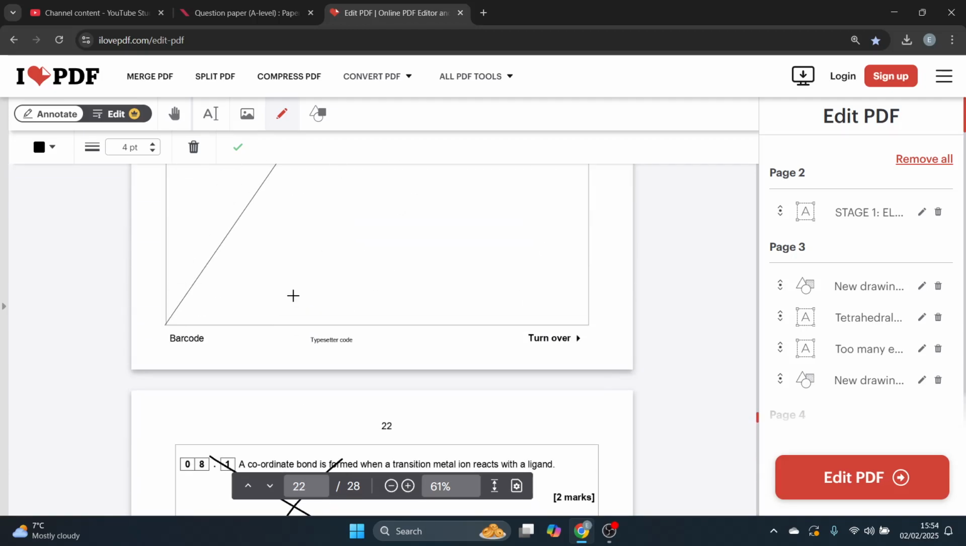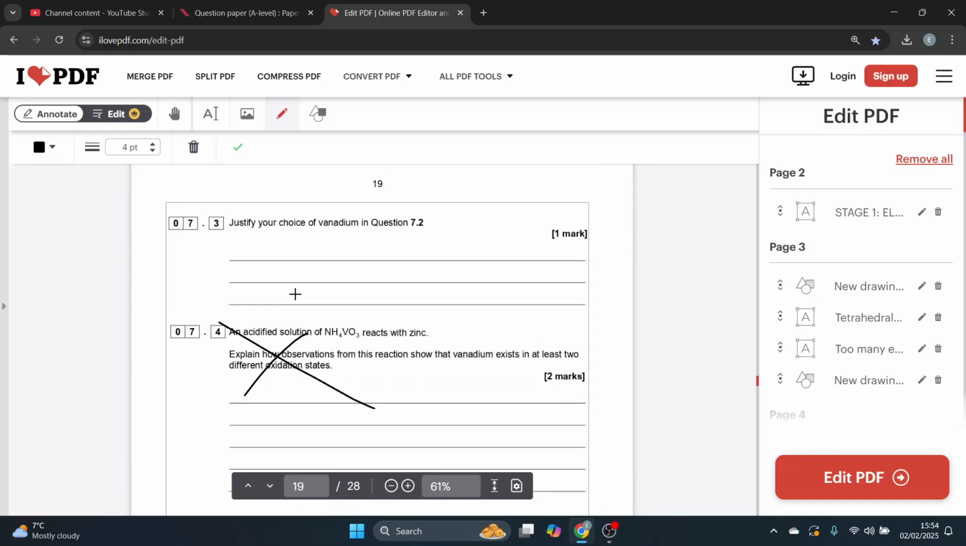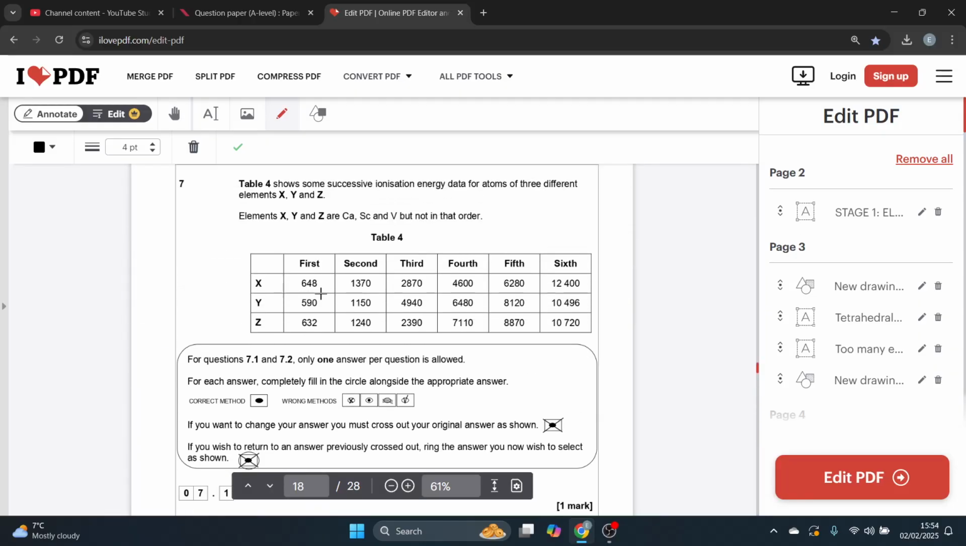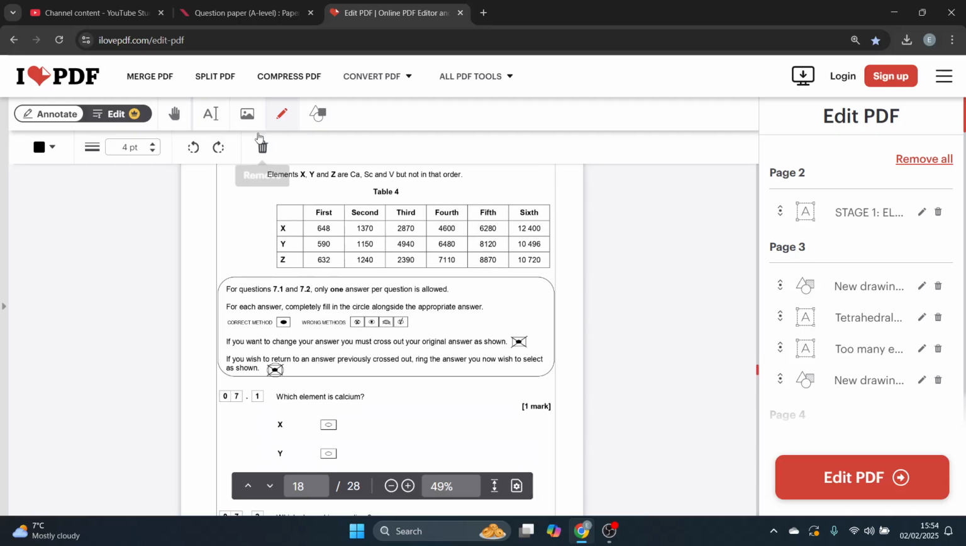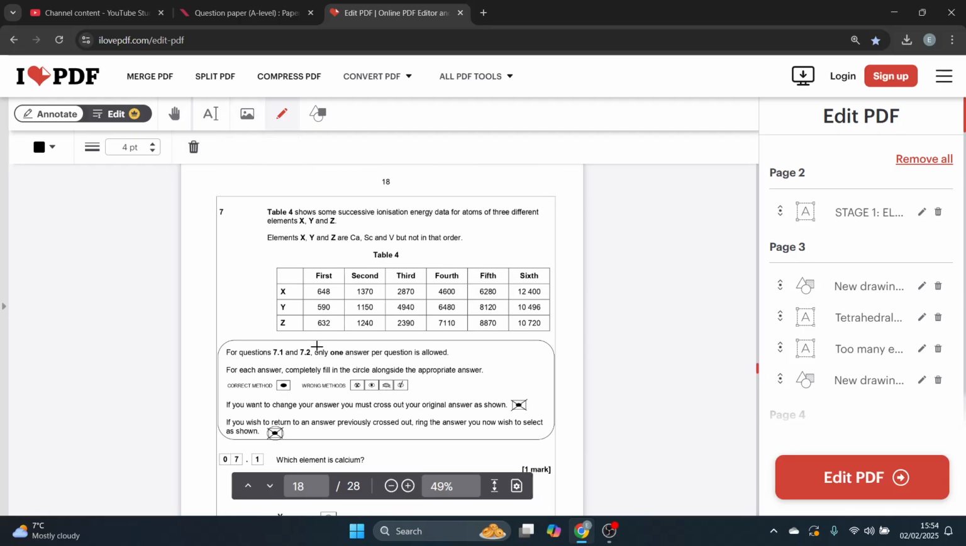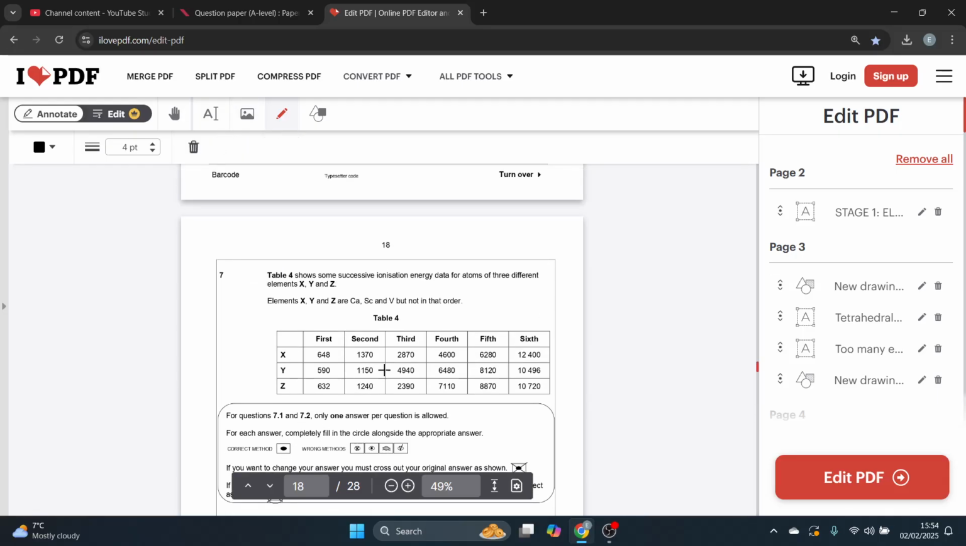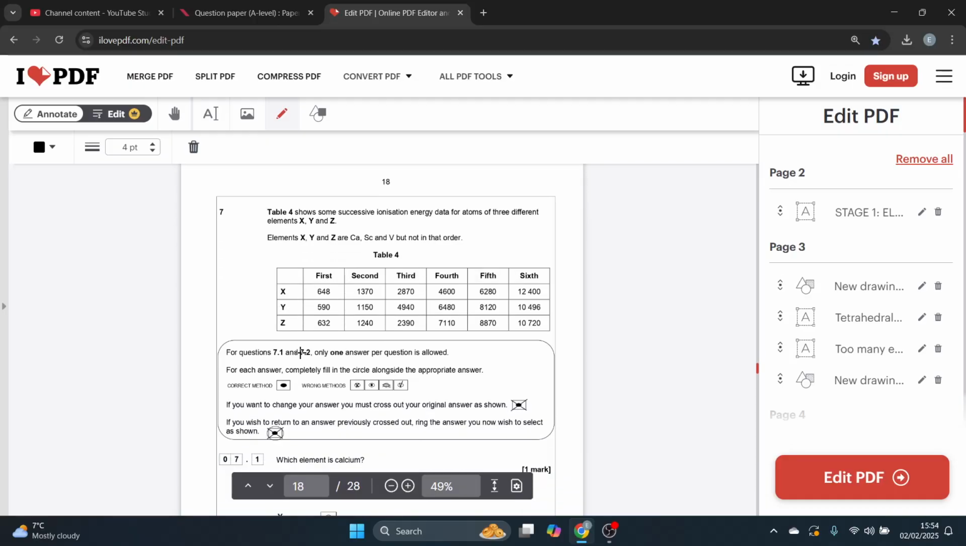So I'll have a look if I can do these little 1 markers that are here. I think I know how to do it. It says which element is calcium, and it gives us successive ionization energy data X, Y, and Z. Well, if it's calcium, I need a periodic table for this. I'm going to have to use this method, so I need a periodic table.